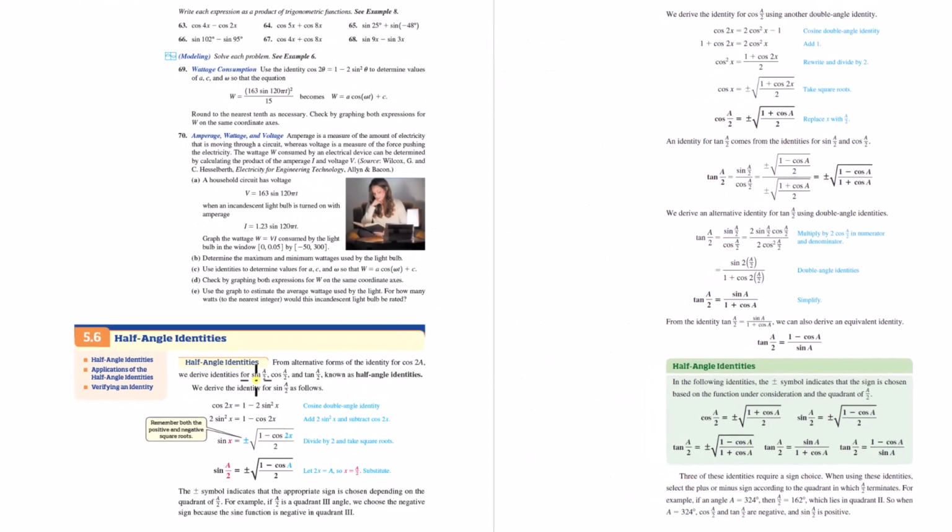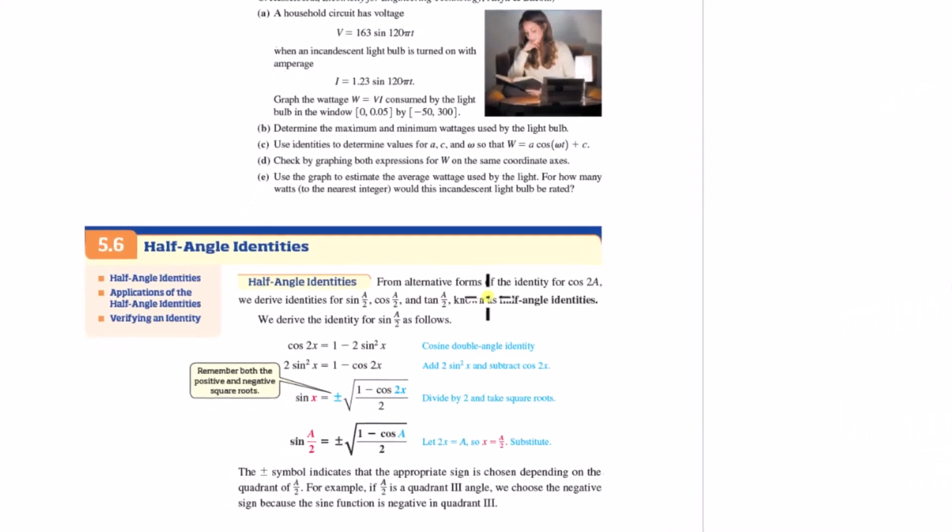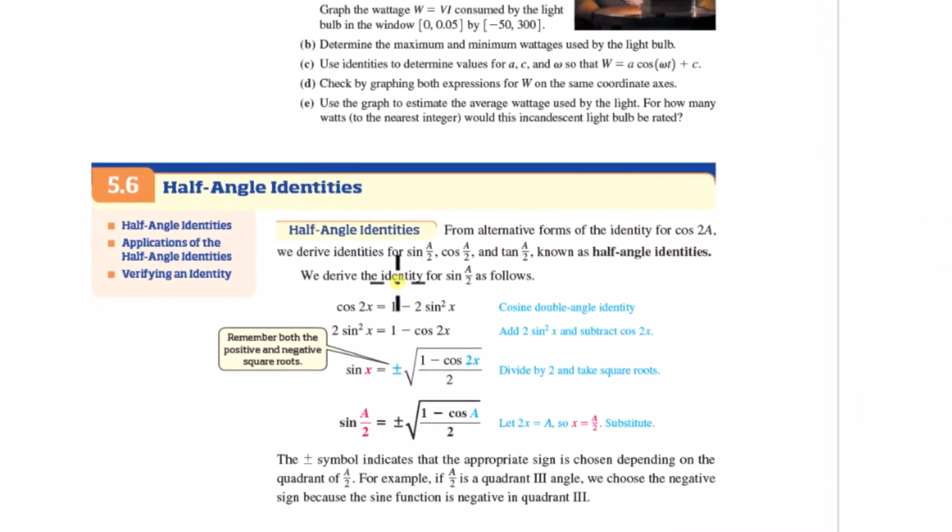All right. From alternative forms of the identity for cosine 2a, we derive identities for sine of a divided by 2, cosine of a divided by 2, and tangent of a divided by 2, known as half angle identities. So the double angle identities were like the sine of 2 times an angle, cosine of 2 times an angle. With half angle identities, we're dealing with sine of not 2 times an angle, but 1/2 times an angle, cosine of 1/2 times an angle. We derive the identity for sine of a divided by 2 as follows.